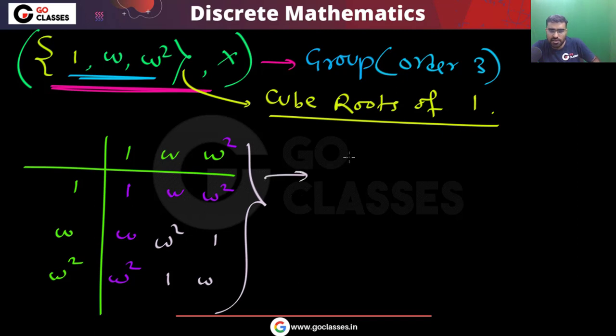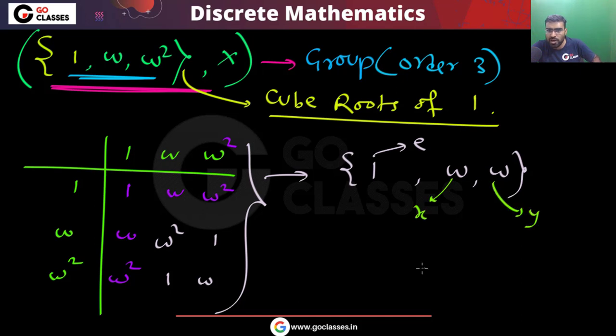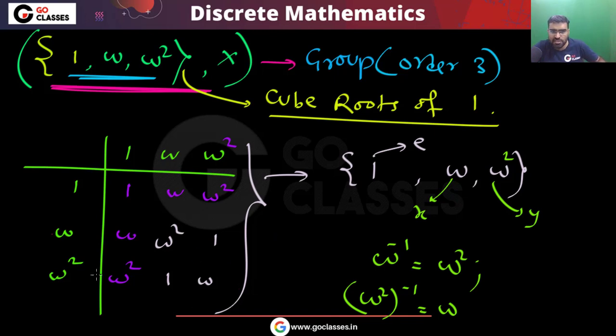If you look at this structure, there is an identity element, and there is one element omega, another element omega square. You can notice this is your x, this is your y, because they are the inverse of each other. Omega inverse is omega square, and omega square inverse is omega.